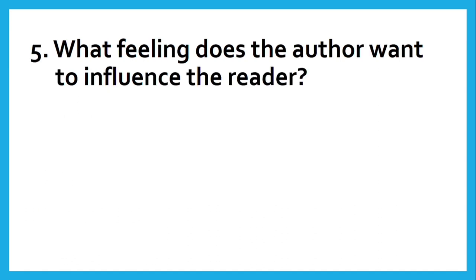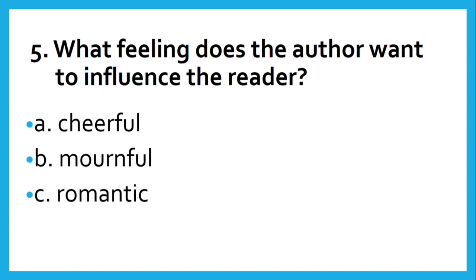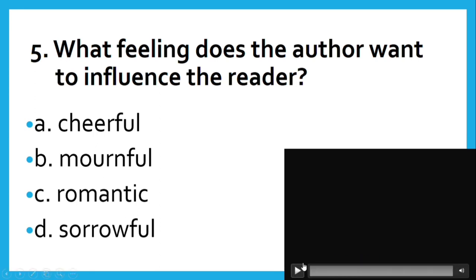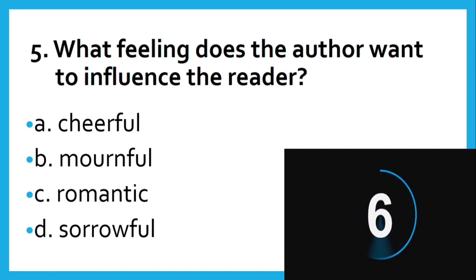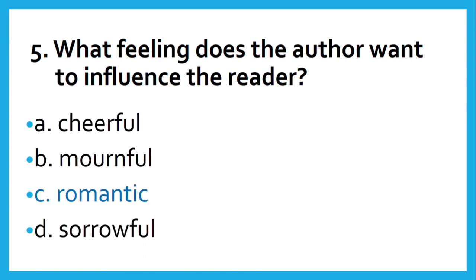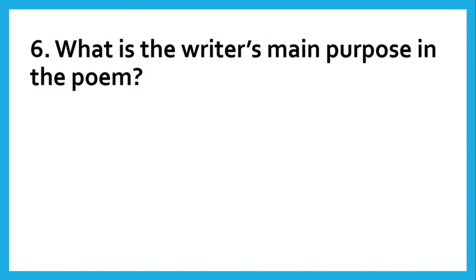Question number 5. What feeling does the author want to influence the reader? Letter A, cheerful. B, mournful. C, romantic. Or letter D, sorrowful. Time's up! And the correct answer is... letter C, romantic. Did you get it right? Outstanding!